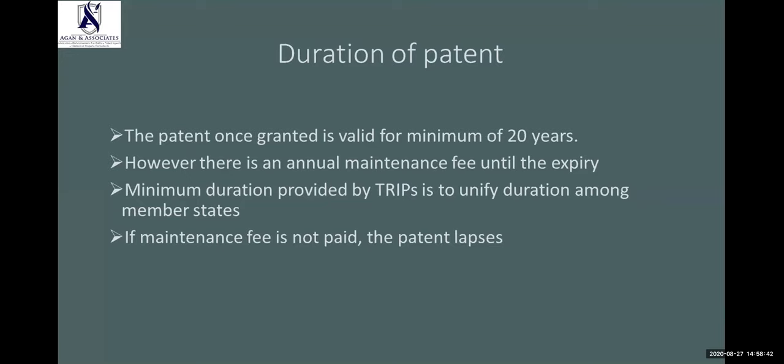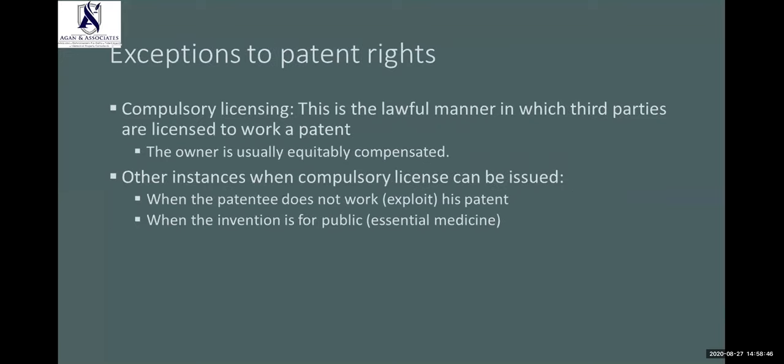And this brings us to the next point, compulsory licensing. These are exceptions to patent rights. So a compulsory license is a lawful manner in which a person who does not own that patent is licensed to work a patent. Work here, in patent language, simply means to exploit, okay? We also say working of a patent. So working of a patent is exploitation of a patent, is monetization of that patent. It's commercializing that patent. It's a requirement that once you're given a patent, you go out there and commercialize it.